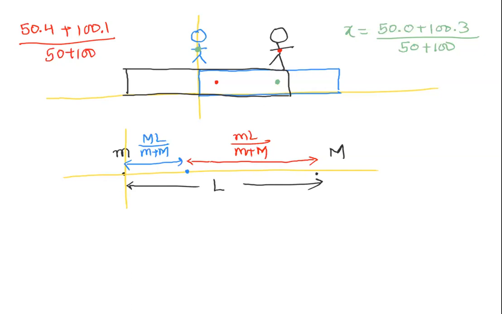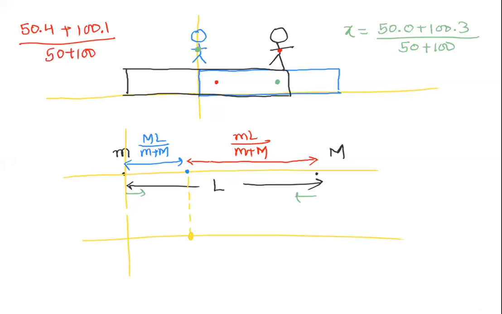And the thing is that if there is no external force, and if this guy decides to move, this will have to move automatically. And if they meet, then they must meet at the center of mass.